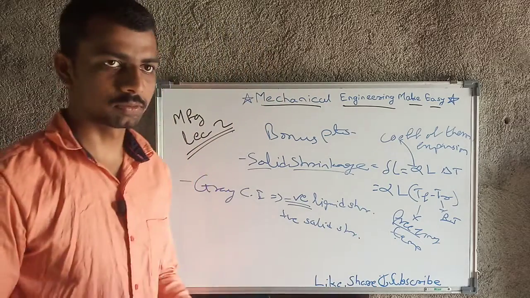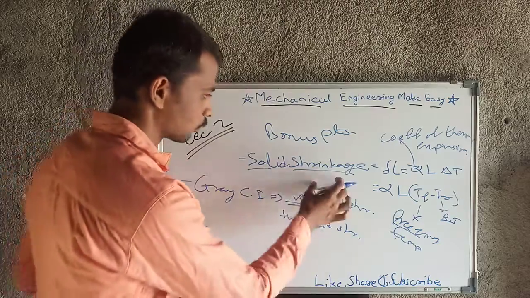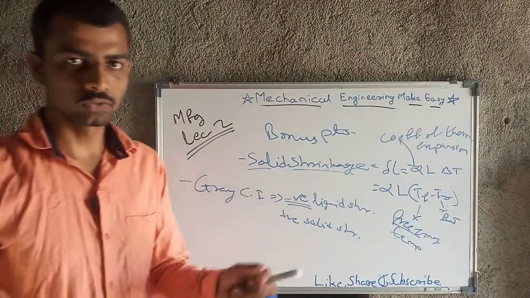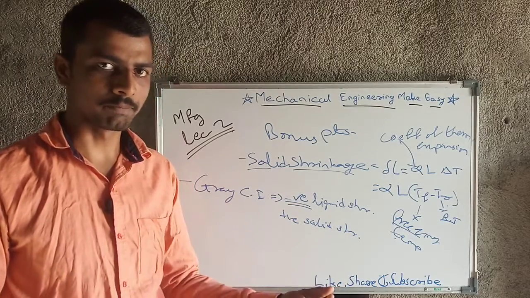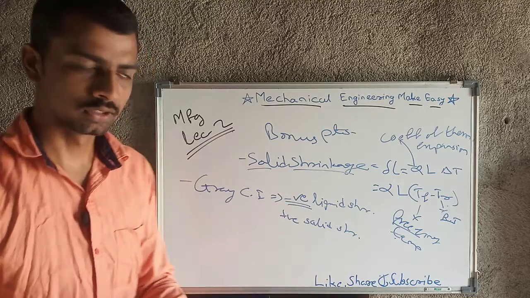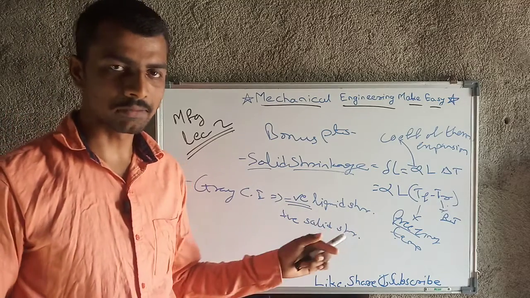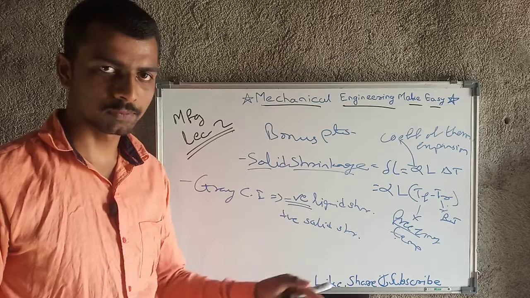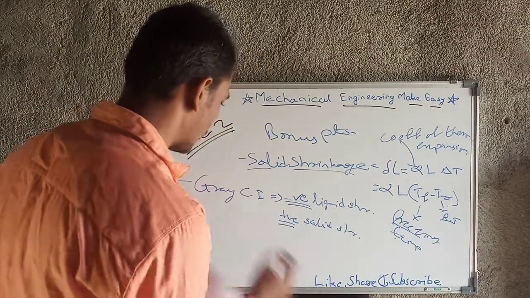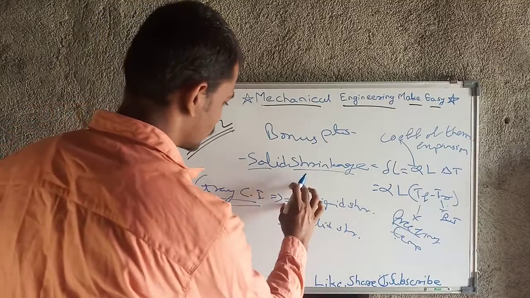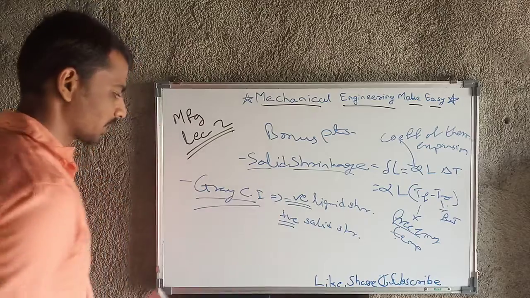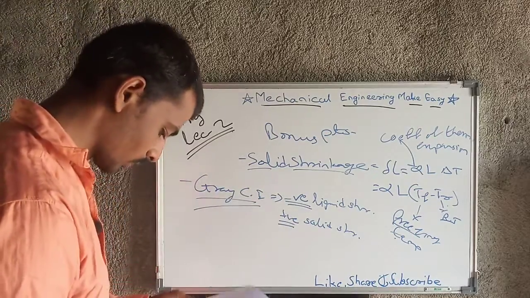Positive solid shrinkage means that, per the formula, while the casting moves from freezing temperature to room temperature, the shrinkage will be positive, meaning the material is going to shrink. But before reaching freezing temperature, the material is going to expand. So this is the difference between negative liquid shrinkage and positive solid shrinkage. It is for gray cast iron only.